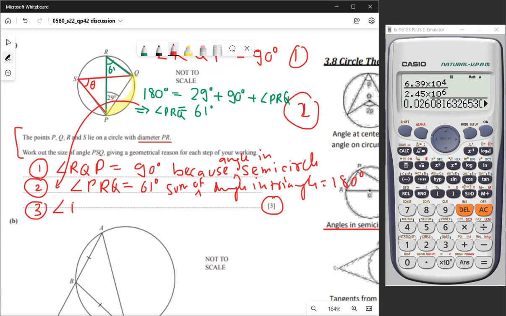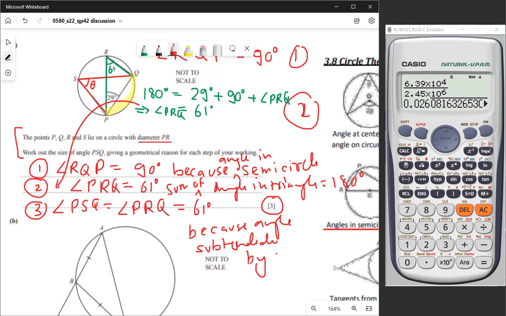Third, we'll say angle PSQ. What was it? PSQ is equal to angle PRQ, which is 61 degrees, because of the angles subtended by the same arc. Now you can see the spelling of subtended properly. What is the meaning of subtended? It means formed. But you have to use the word subtended.